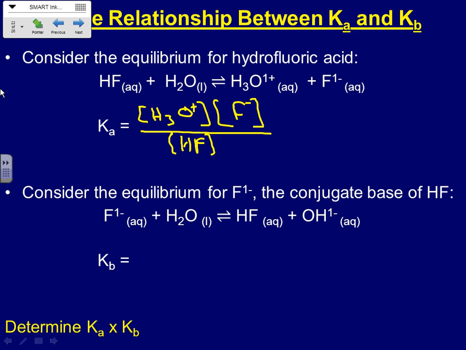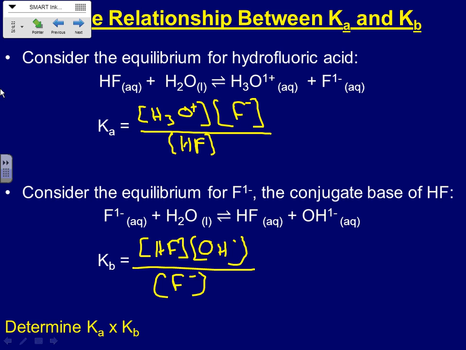So let's say we've got F minus in some water instead of some HF. Well, it is a conjugate base of HF, and because it's a conjugate base, it's going to behave as a base, and it is therefore going to react with water and produce some OH minus. So if we write down the relationship for this, HF times OH minus over the F minus, all right? And so now I'm asking you, in order to see the relationship, multiply these two expressions together, all right?